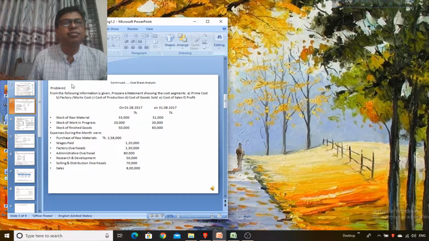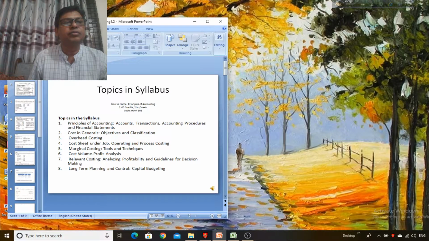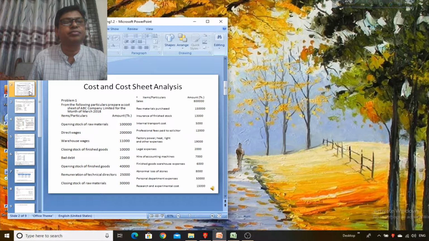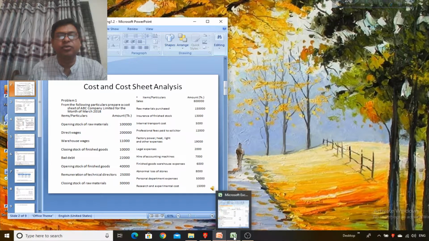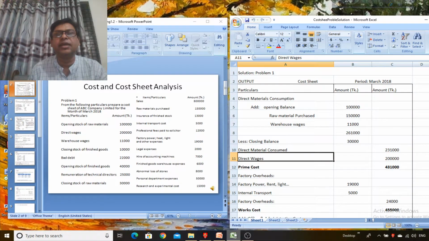Here is problem 1. In this problem you have to construct a cost sheet, so we can calculate. I have to open an Excel sheet here. Solution of problem 1, output cost sheet, period March. I have done some work here.